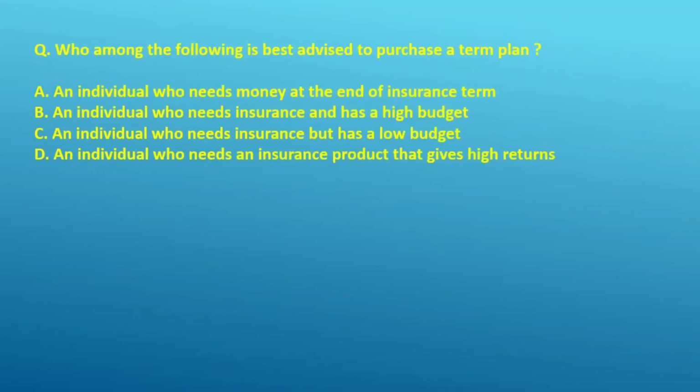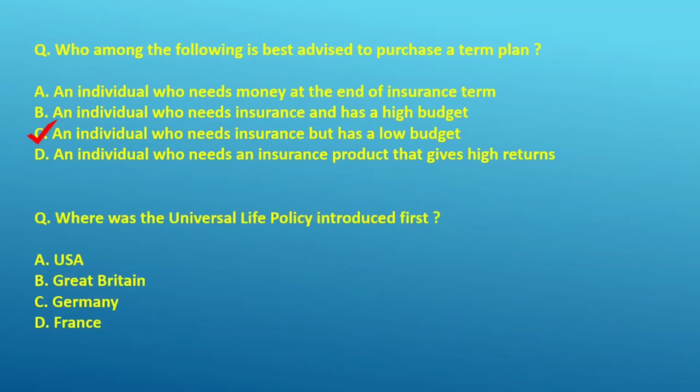Next is, who among the following is best advised to purchase a term plan? Correct answer is an individual who needs insurance but has a low budget. Friends, we all know term plan is the cheapest insurance plan that is available. So the correct answer is C.